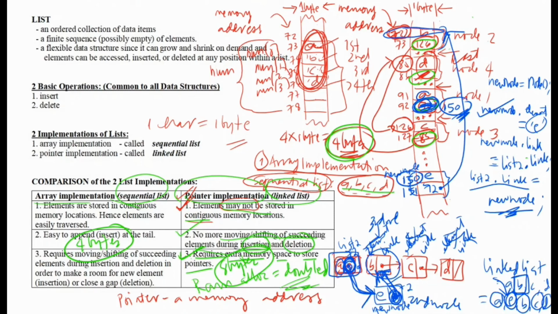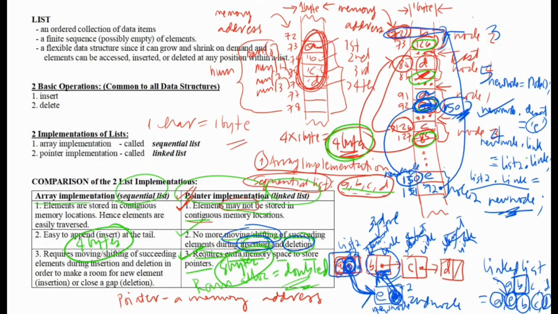So from the first element A, the next element is located at 150, which is here. So this is now the second node. This is now node 2, this is node 3, this is node 4, and this is node 5. So we did not move or shift any element during the insertion, and that's also true for deletion.